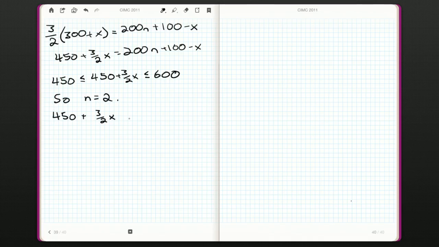So 450 plus 3 halves x equal to 400 plus 100 minus x. So we get 5 over 2x. That's a good sign. And then that's 500 minus 450. That's going to be a value of 50. So x will be equal to 20. Does that make sense?